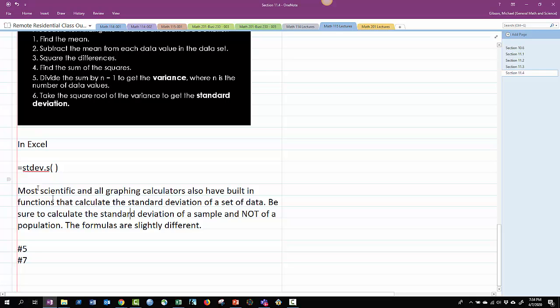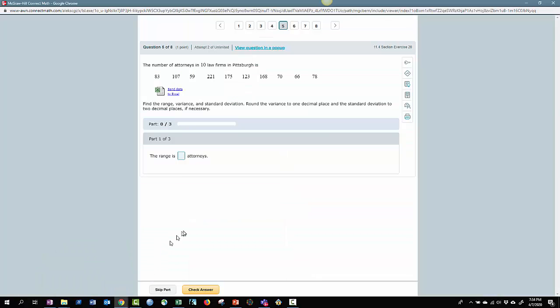All right. So let's work out a couple examples. I'll show you from Connect Math. Here's the first one, and you see it gives us some numbers. It says find the range, variance, and standard deviation. Really, this is the standard question.